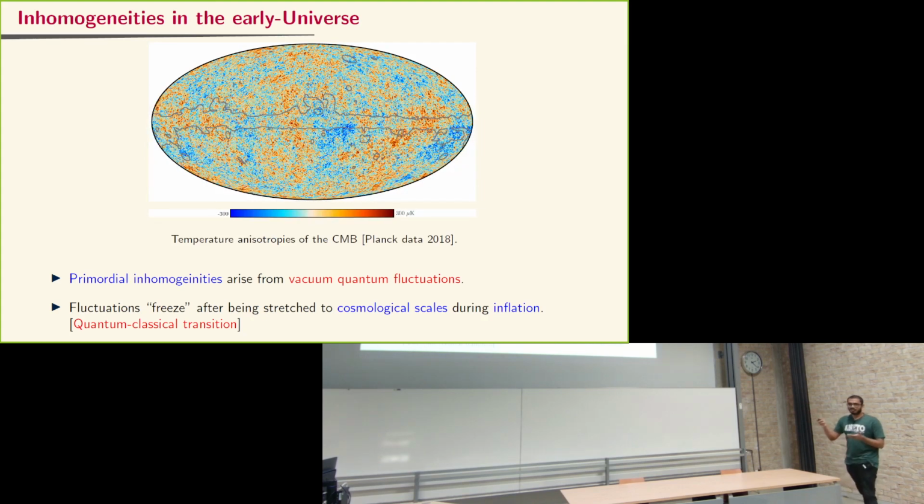So the universe as we know it is mostly homogeneous, but as we see from the CMB, the cosmic microwave background, which is a snapshot of the density distribution in the early universe, you see that there are slight inhomogeneities present, which basically arise from vacuum quantum fluctuations. And these fluctuations, after being stretched out to cosmological scales during a very early period during the expansion of the universe, freeze out, and basically they are treated as classical stochastic entities instead of quantum fluctuations themselves.